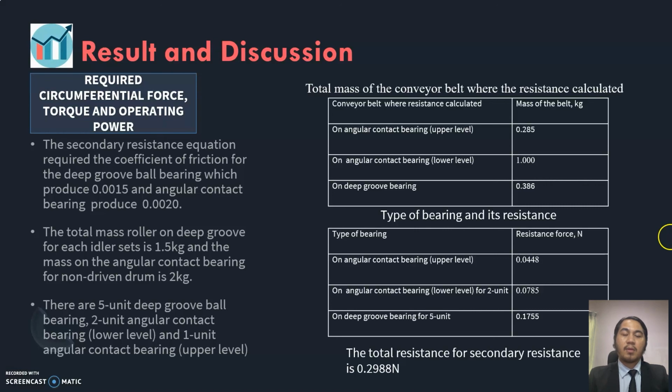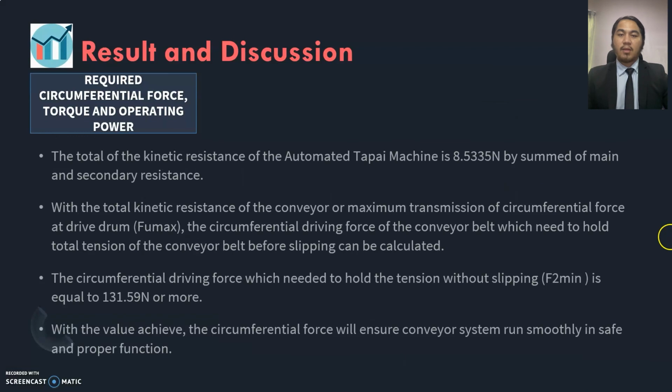From all the parameters measured, the total secondary resistance can be calculated, giving 0.2988 Newton. The total kinetic resistance of the automated Tapai machine is 8.5335 Newton, the sum of the main and secondary resistance. With the total kinetic resistance of the conveyor belt, which we can also call the maximum transmission of circumferential force at the driving drum FUMS, the circumferential driving force of the conveyor belt, which needs to hold the total tension of the conveyor belt before slipping, can be calculated.